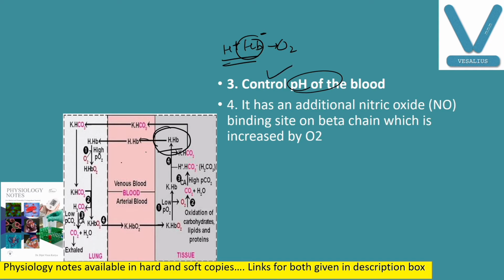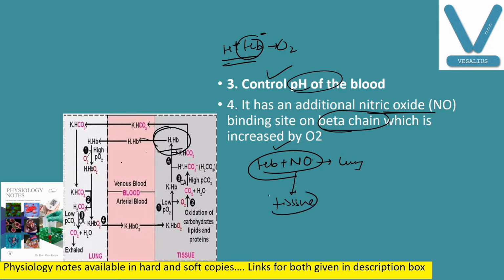Another function is it has an additional nitric oxide binding site on the beta chain of the hemoglobin that is increased by oxygen. So hemoglobin binds with nitric oxide in the lungs, and releases it in the tissue. So this binding takes place in the lungs and this is released in the tissue. What is the role of this nitric oxide? It causes vasodilatation. Blood vessels are dilated, vasodilatation.